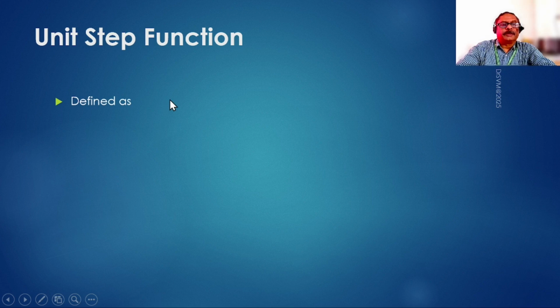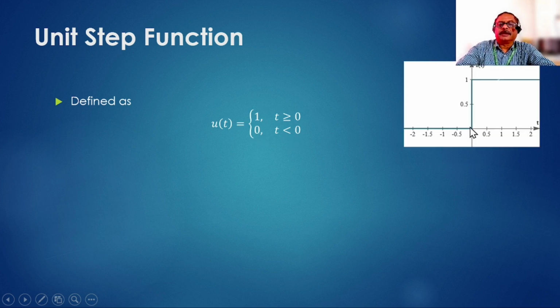So the unit step function is defined as: the value will be 1 as long as t is greater than or equal to 0, and the value will be 0 if t is less than 0. That means as long as t is negative, the value is 0. Exactly at t equal to 0, the value becomes 1, and it continues to remain 1 forever till infinity. So that's a unit step function.